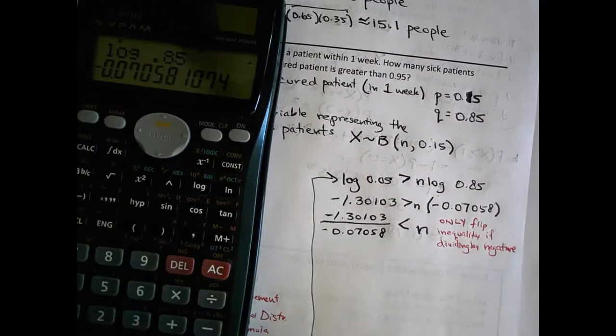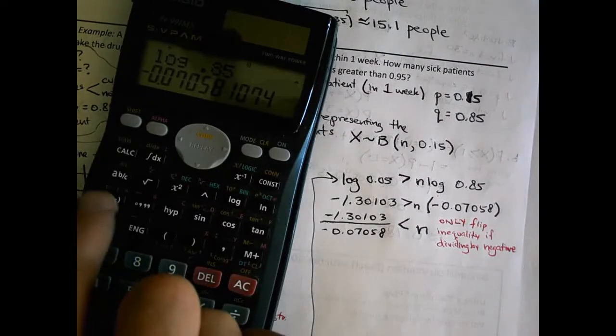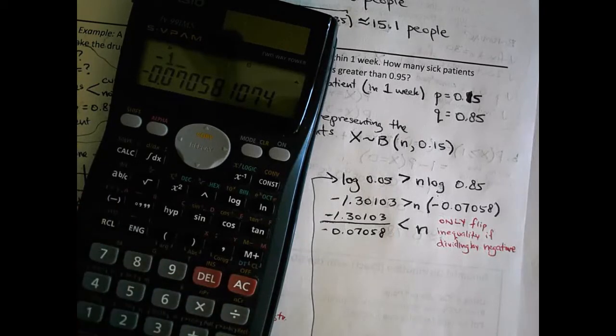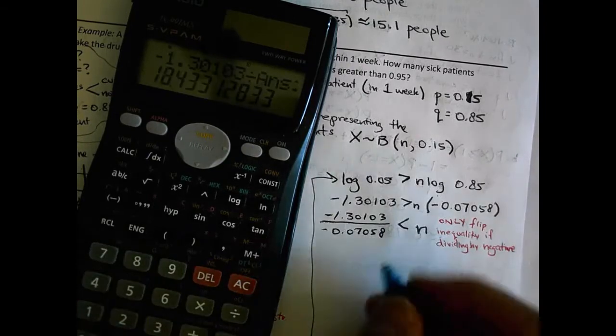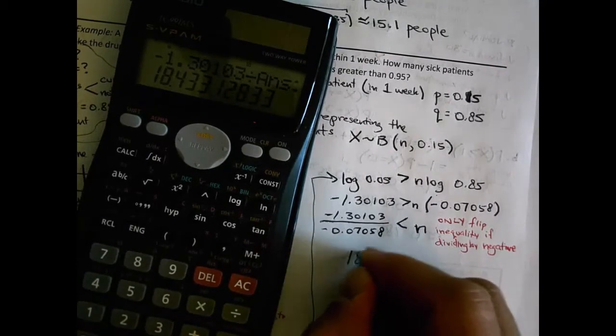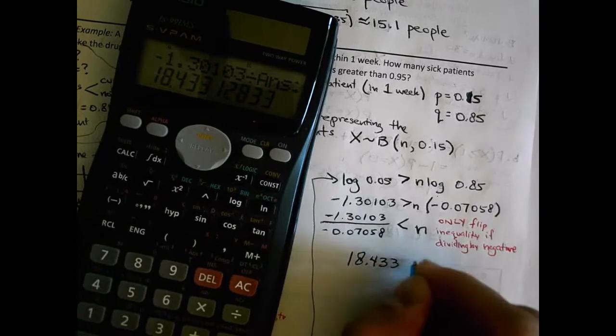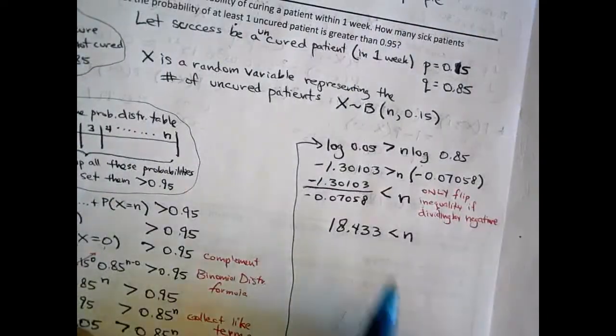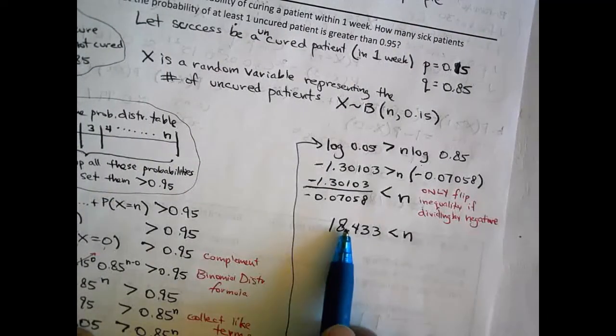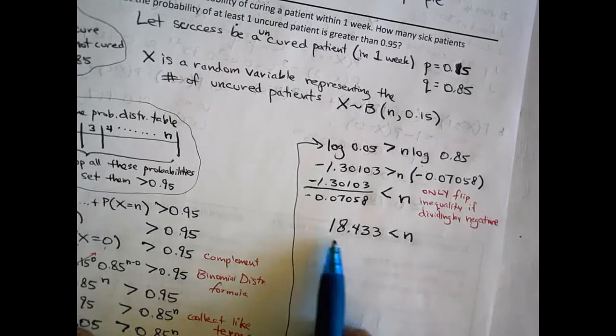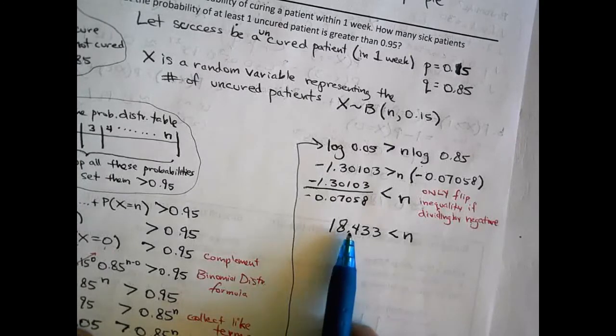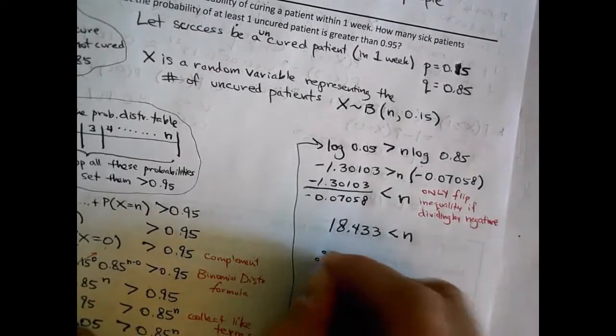Okay, and now I can try to use my calculator to do that. So it was negative 1.30103 divided by answer. So I have 18.433 less than n. And now this is that last kind of brutal IB type question with inequality. How many patients then do I need to choose? Well, I need to choose an n that's larger than 18. So I can't have 18.4 people try to test, so I have to have 19 patients.